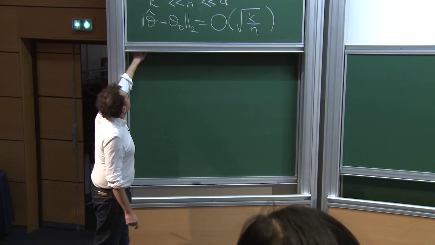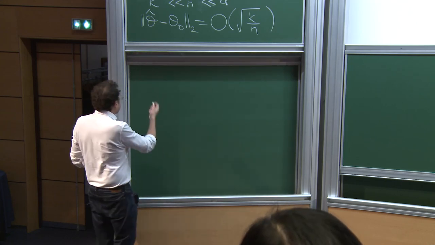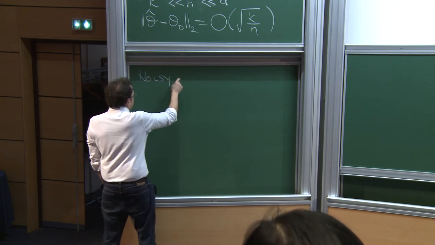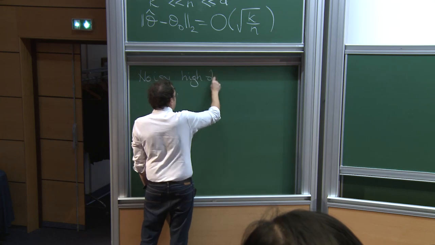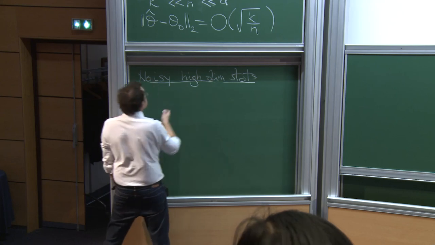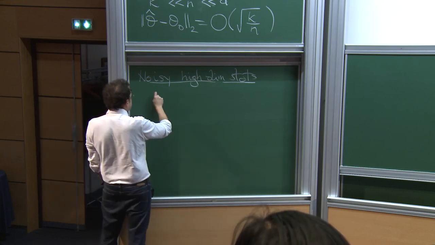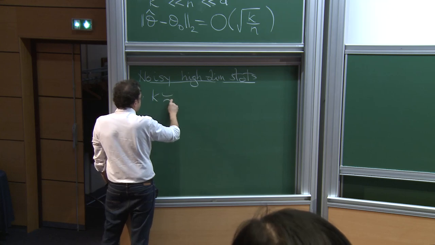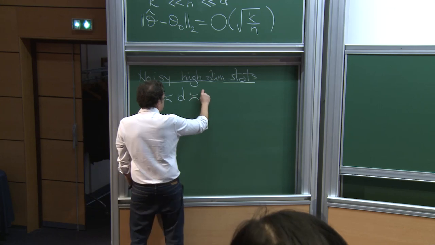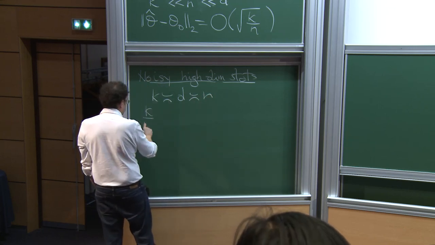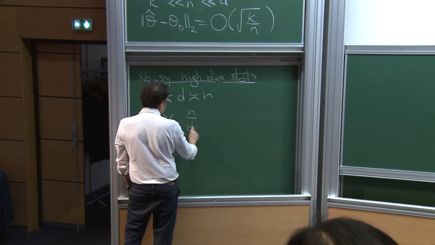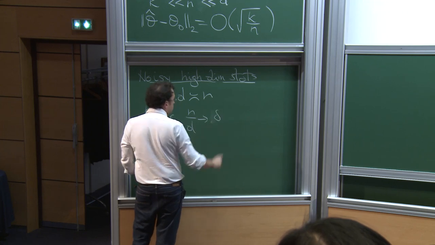The general theme of the things that have been presented today is what I would call noisy high-dimensional statistics. Typically we look at cases in which these three parameters are of the same order: k is of the same order as d, which is of the same order as n, and perhaps k over d goes to a limit epsilon, and n over d goes to a limit delta.